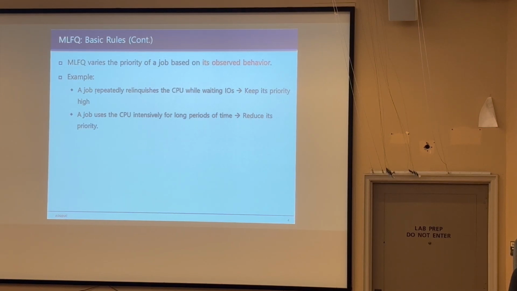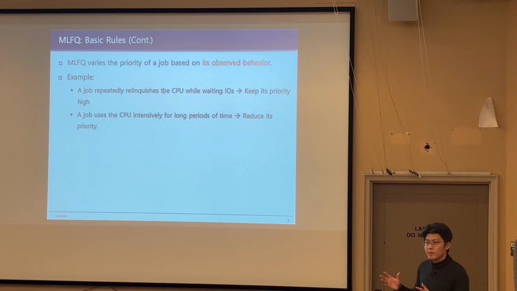So for example, if a job repeatedly relinquishes the CPU while waiting for IOs, it keeps its priority high. We explained this briefly in the previous lecture. It means that a job finishes its execution very quickly and gives up the CPU to wait for IO. This is a behavior that indicates that this process typically has a very short CPU burst.